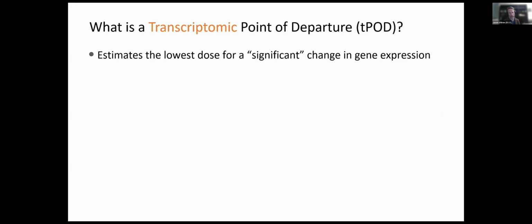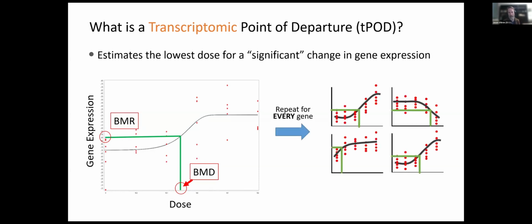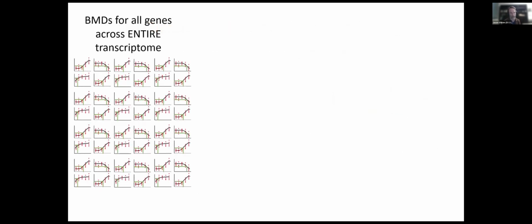Just like the traditional endpoints, the transcriptomic point of departure, or TPOD, is an estimate of the lowest dose for a significant change in gene expression. What that looks like is, if we look at the expression of a single gene and how it responds across a range of doses, we can fit a curve to it, select a benchmark response, perhaps 1 standard deviation above controls, and derive a benchmark dose, just like any other endpoint. What's different is that this is repeated for every gene in the transcriptome, and what we end up with is hundreds, thousands of dose response curves and associated benchmark doses.